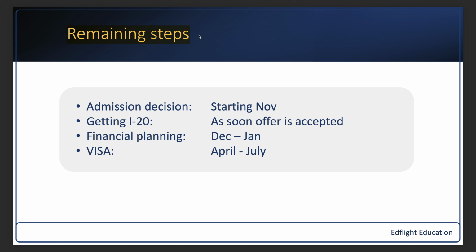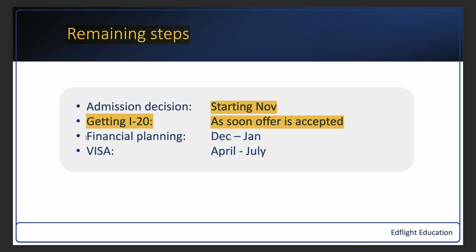Now if you apply early admission, your decision will come out starting the second week of November. For regular applications though, the decision will start coming out from January onwards. After you get an offer and accept it, you then have to work on getting your I-20 issued. The I-20 is a document that you need in order to apply for a student visa, the F1 visa. Without an I-20, you can't apply for an F1 visa. It is very, very important.